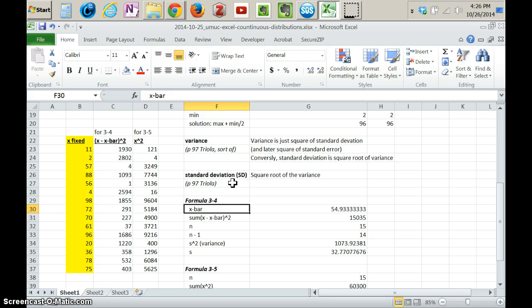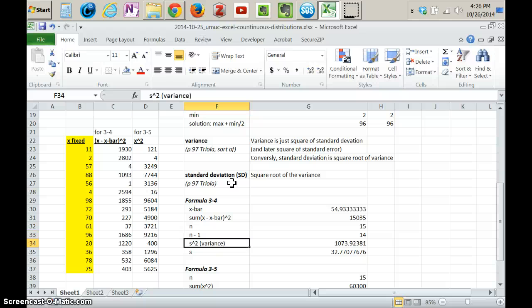So we need x bar, right? If you look at this formula 3-4, it's saying that under the radical, it's the sum of the quantity x minus x bar squared over n minus 1. And so we need x bar for part of that. The next thing we need is that whole numerator piece, the sum of x minus x bar squared, or the sum of squares. We need n. Actually, I don't need n in this one, but we do need n minus 1, so I guess we need n in a roundabout way.